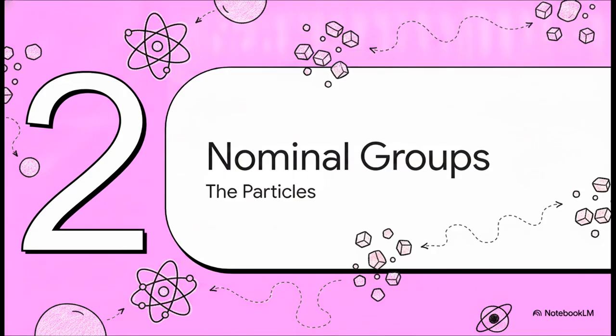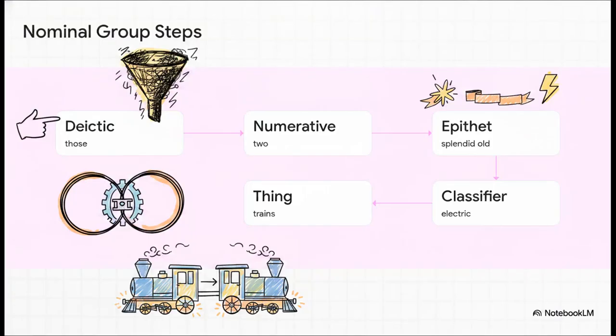Moving right along to Part 2, anatomy of nominal groups, the particles. Here, we can essentially treat the nominal group as the physical matter or particles of language. Let's look at the experiential structure of this matter. Imagine a narrowing funnel, okay? Or concentric circles locking into place to build a highly specific reality. Take the phrase, "those 2 splendid old electric trains."